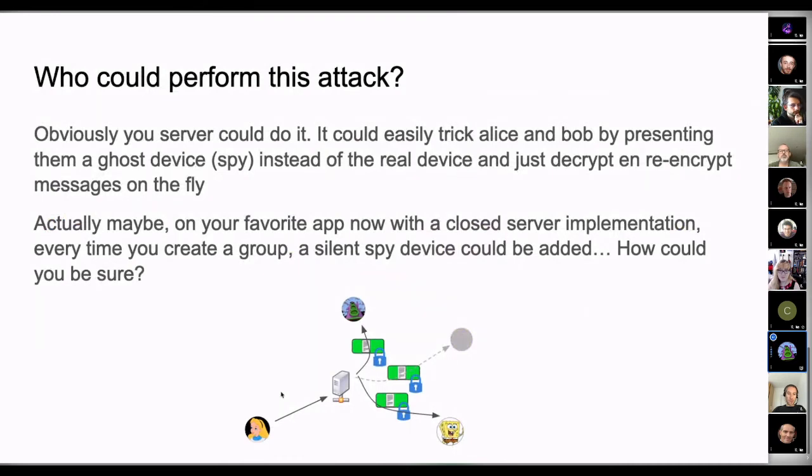Obviously, your server could do it. It's very easy for your server to trick you. When my device is asking, what are Bob's keys? The server will say, oh, this is Bob's device, and it's a fake device, and it does the same thing for Alice. And actually, in your favorite app right now, I don't know if you're using WhatsApp, it's very possible that every time you create a group, a silent spy device is added. And how can you be sure? Because everything is closed source.